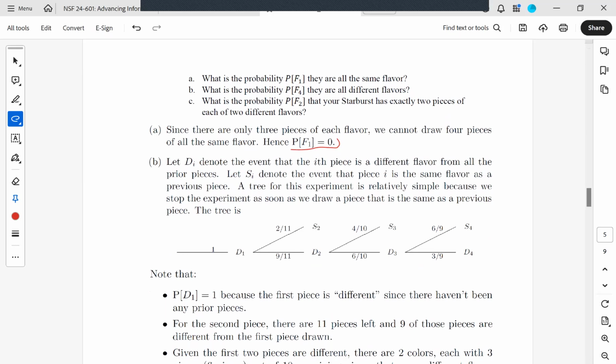Okay. The second part asks us, let's say we have an event F4. We draw the 4 candy. What is the probability that all of them are different flavors? So we draw 4 candy out of the 12. We know we have 4 flavors, and each flavor has 3 candy. Now we want to see what is the probability that we draw 4 different flavors in our experiment.